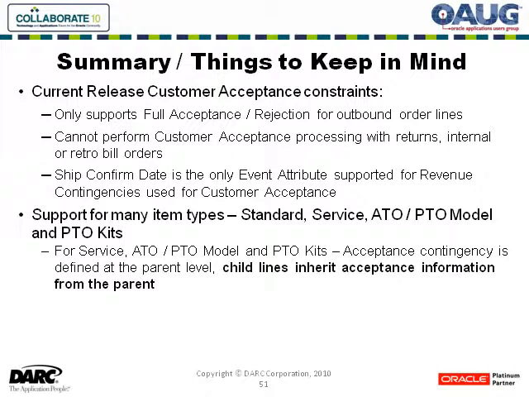This functionality is very extensible in terms that it has support for many item types, such as standard, service, ATO and PTO model, and PTO kits. The thing to keep in mind for the service, the ATO, PTO model, and PTO kits, i.e. bill of material type items, is your acceptance contingency is defined at the parent level, and your child lines inherit the acceptance information from the parent.